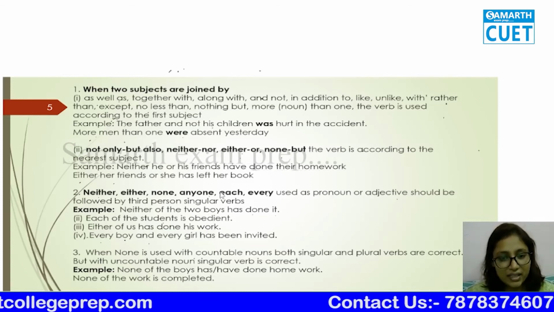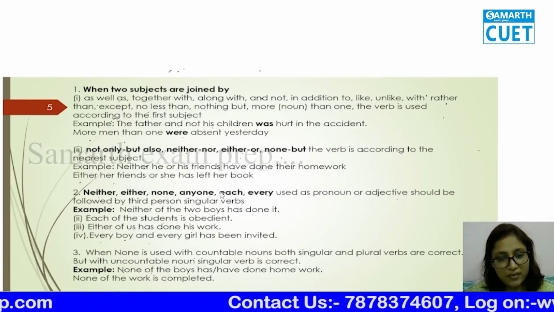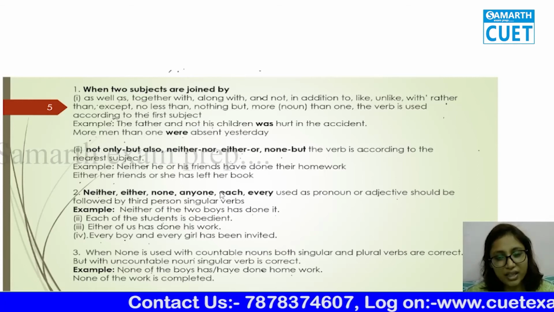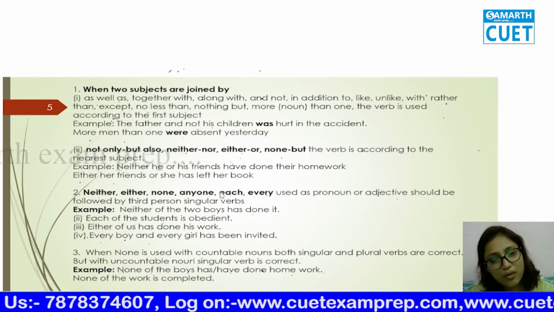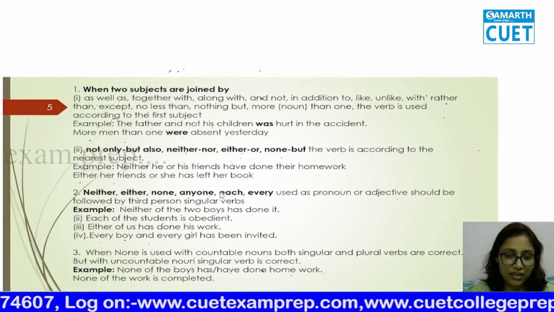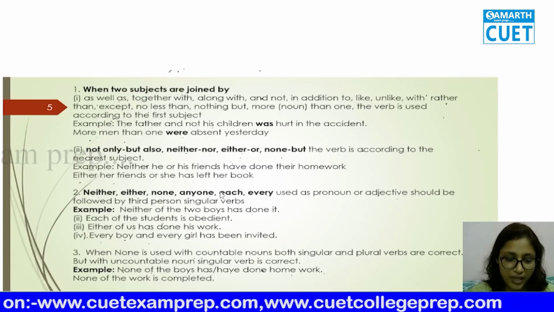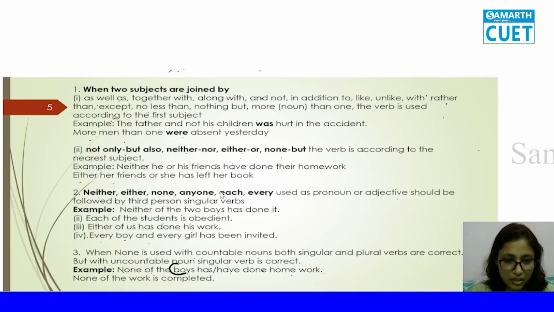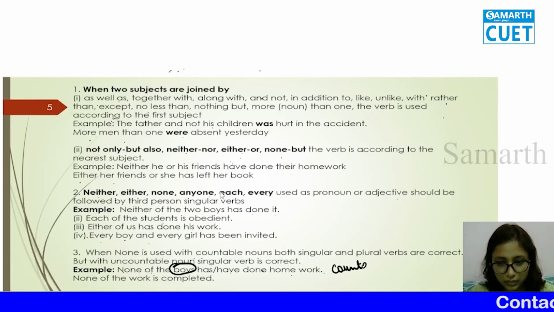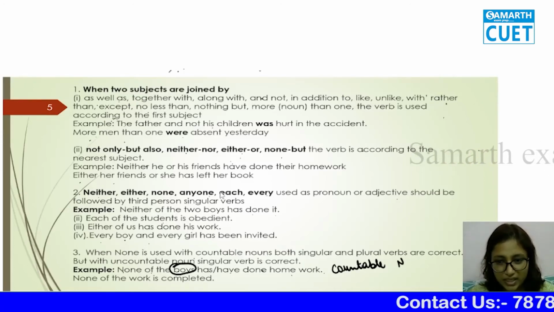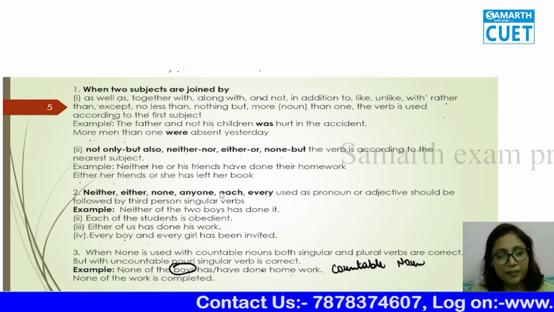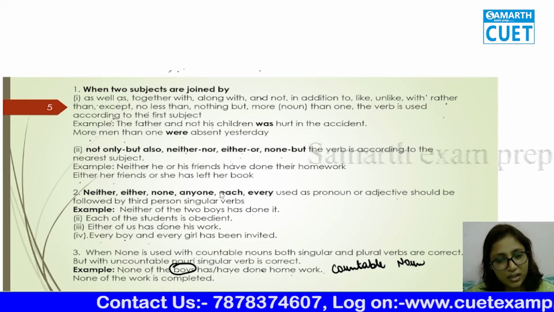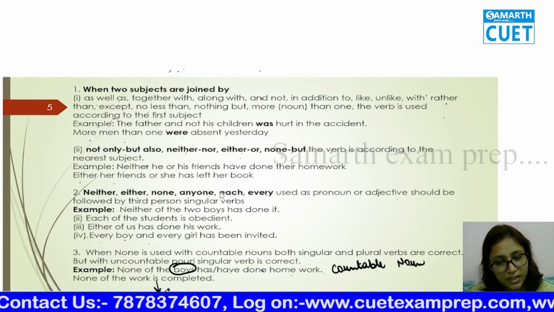What exactly is it? Take an example: none of the boys have done their homework. If I say none of the boys has done their homework, or have done, both are correct, because here I am using a countable noun. The noun boys is countable. But if I say none of the work, it will always be singular.